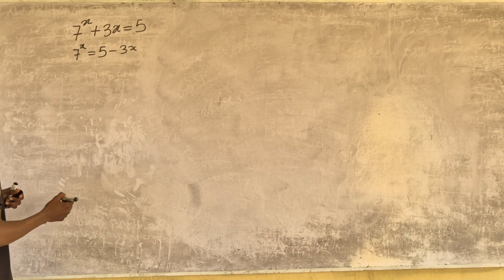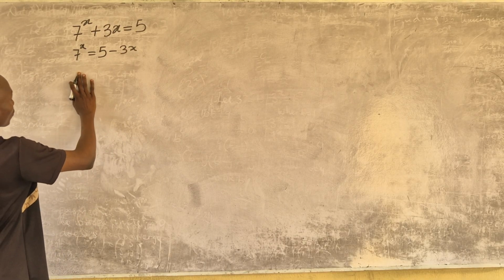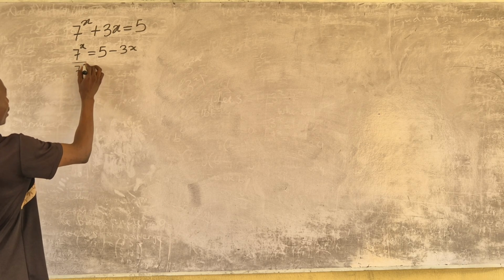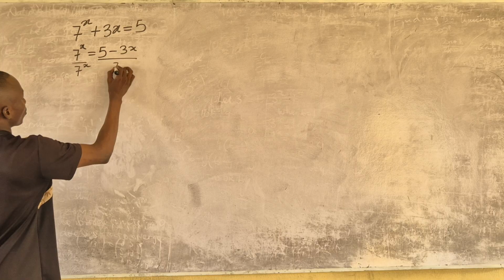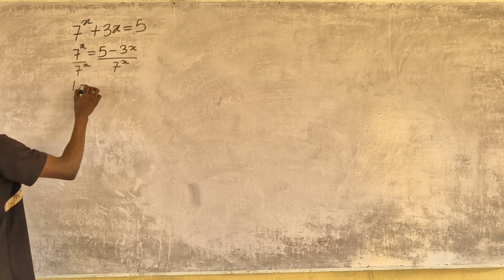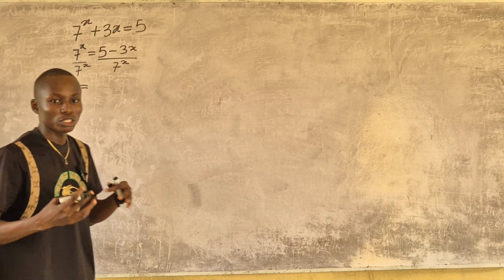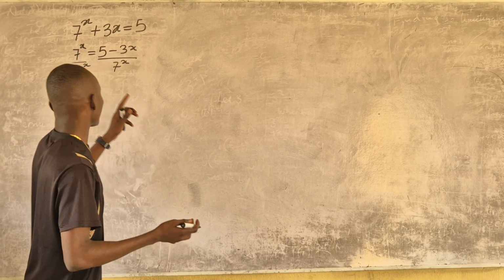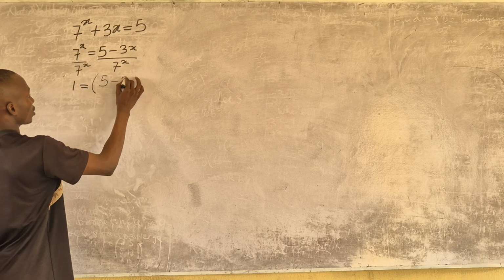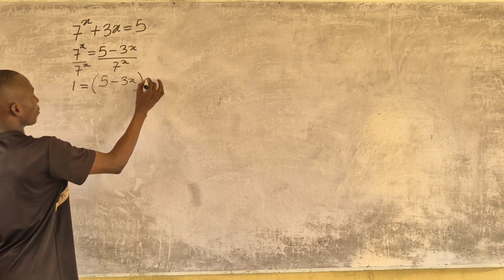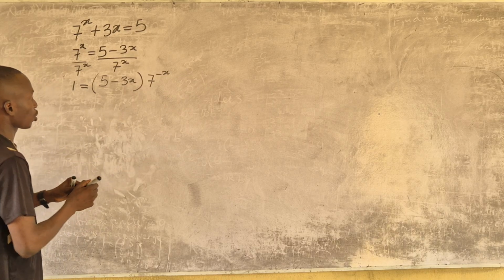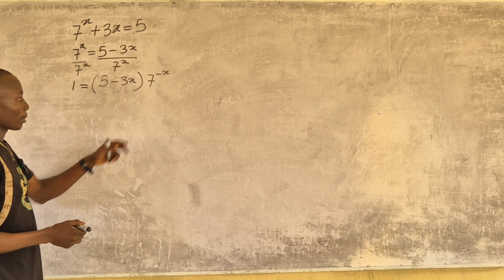Now our second step, what we're going to do is to divide both sides by 7 to the power of x. So if we divide here by 7 to the power of x and divide the whole of this by 7 to the power of x. Now 7 to the power of x divided by 7 to the power of x, we have 1 equals to. Now, by obeying the properties of indices, we can write this as 5 minus 3x, then multiply by 7 to the power of minus x. By obeying the properties of indices, we can also write this in this form, okay?